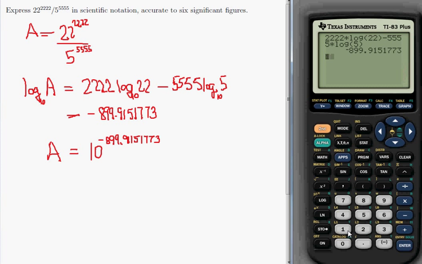Okay, so let's try that as our answer. 10 raised to that number. Well, 0. That's not very helpful. It's obviously a very small number, but it is not identically equal to 0.